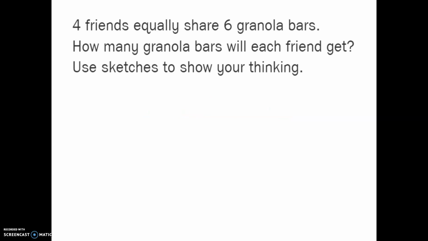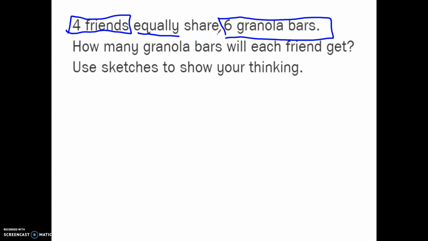Our math message. This one you really want to get your whiteboard out. And we're going to try this. 4 friends equally share 6 granola bars. How many granola bars will each friend get? Use sketches to show your thinking. Well, let's go back and read the problem and think about what it's telling us. We have 4 friends, and they are equally sharing 6 granola bars. So that means I have 6 granola bars, and I'm going to share them equally between my 4 friends, which means everybody gets the same amount. How many granola bars will each friend get? Pause the video and take some time to solve this problem and come back.